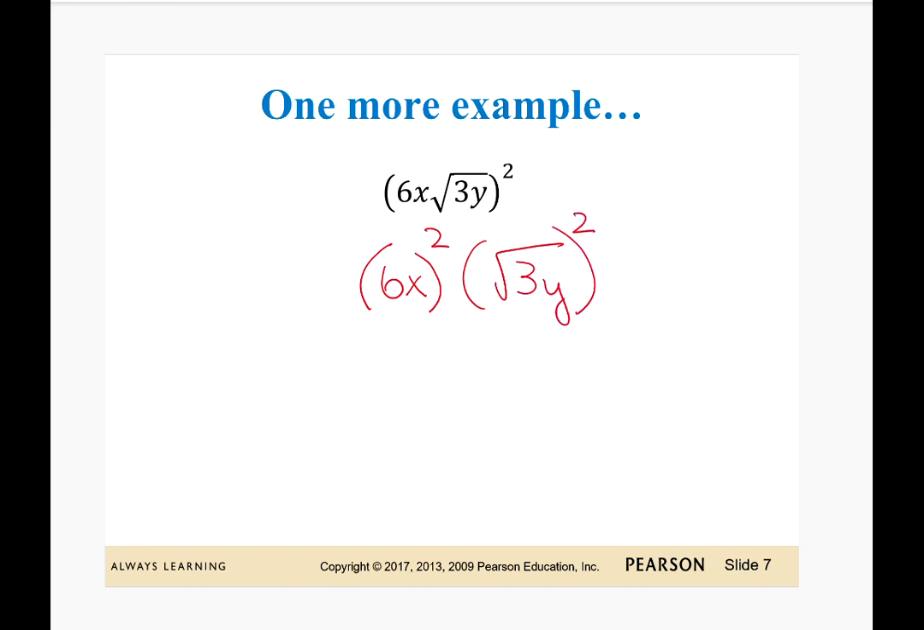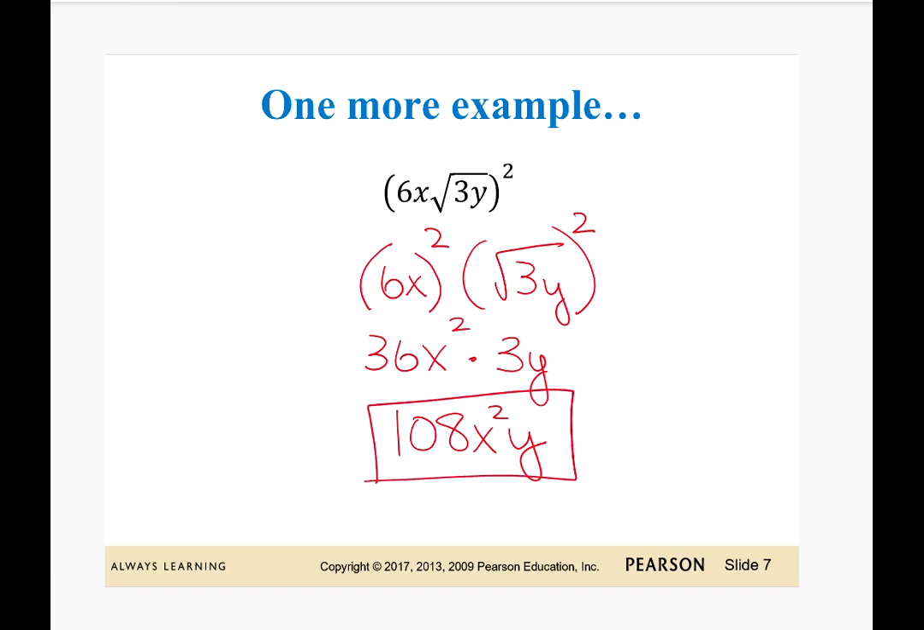So square everything. So the 6 gets the square, which makes it 36 x squared times, right, over here the square and the square root will undo each other. So this is just 3y. We're just left with the radicand. So let's see, 36 times 6 is 108, and then x squared y. We can't put those two together because they have different bases. So there would be my final answer, 108 x squared y.